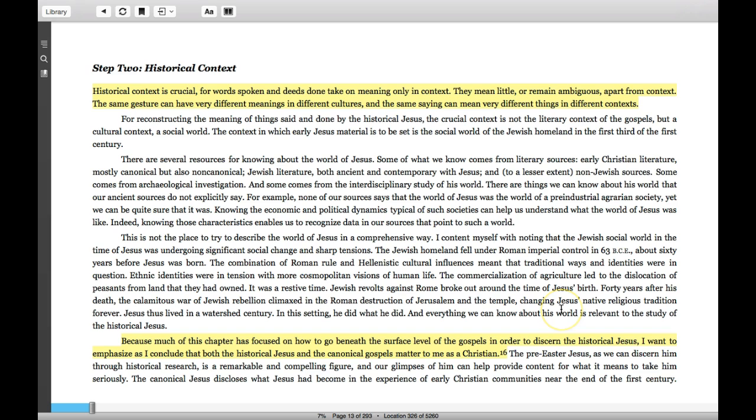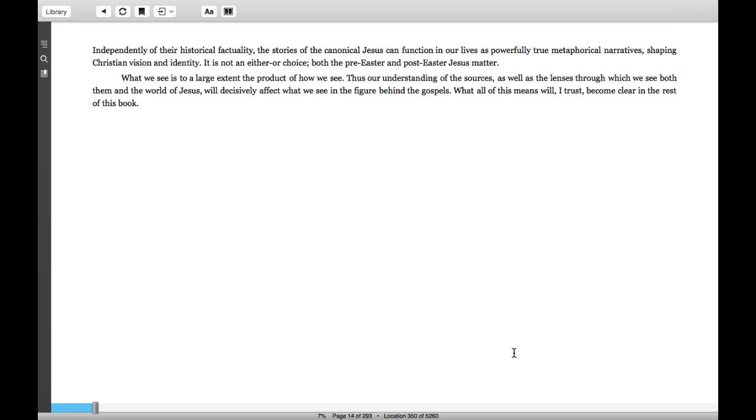He says, because much of this chapter is focused on how to get beneath the surface of the Gospels in order to discern the historical Jesus, I want to emphasize, as I conclude, that both the historical Jesus and the canonical Gospels matter to me as a Christian. The term canonical Gospels are the four Gospels that we have in the Christian canon: Matthew, Mark, Luke, and John. Again, he wants to have a synthesis, okay, bringing together the Jesus of history and the Jesus of faith. He wants us to understand, on the one hand, the Jesus of history, and then understand, on the other hand, the Jesus of faith, and then bring these two into a very interesting conclusion or a very interesting synthesis.